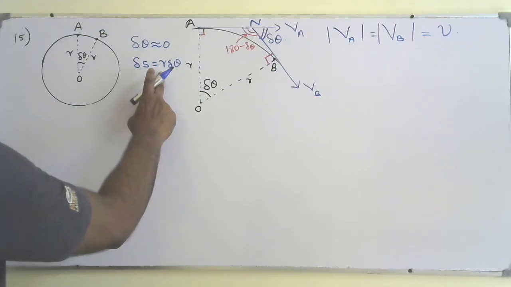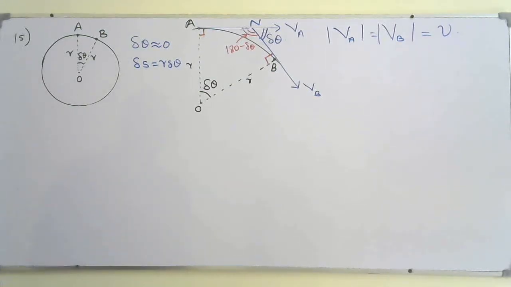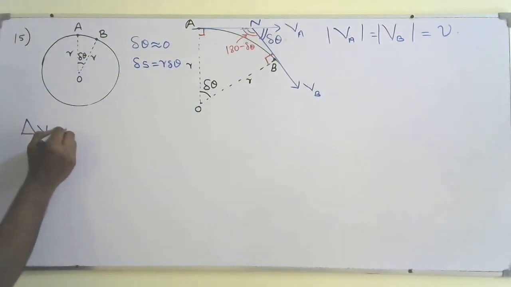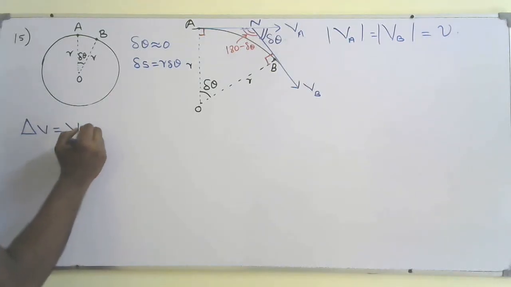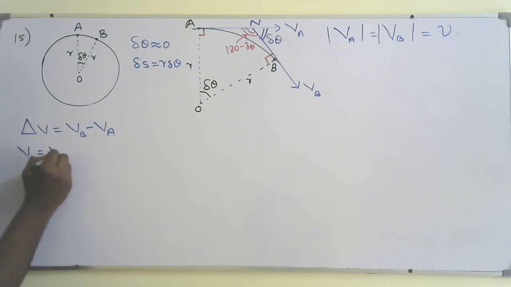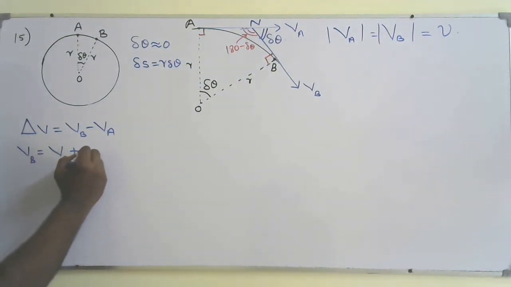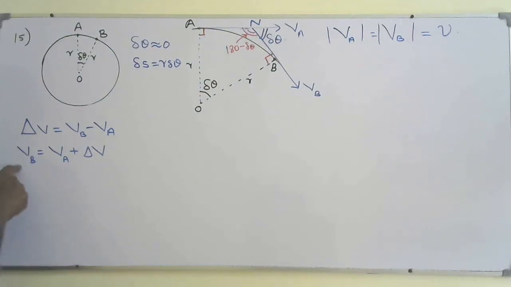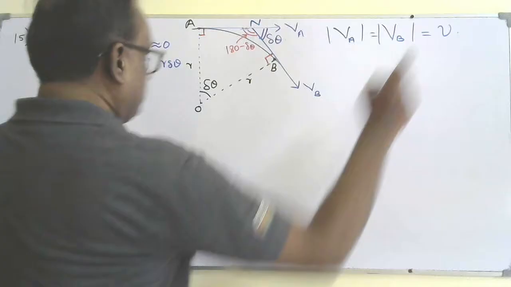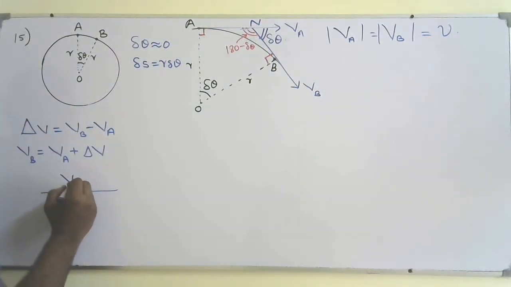So we know that delta S equals R delta theta. Okay, so we need to draw a vector diagram. So I know that the change in velocity, delta V, is equal to the final velocity VB minus VA. So I can say VB is equal to VA plus delta V. Okay, so I know the direction of these two velocities, VB and VA. If I draw a vector diagram, VA along this direction, the magnitude is equal to V.